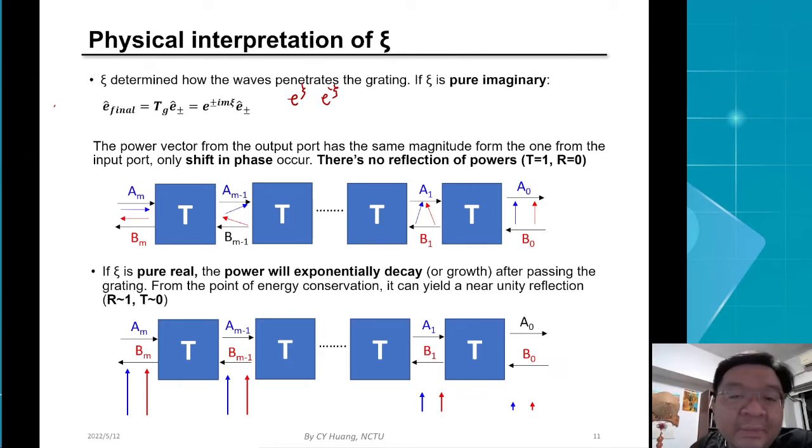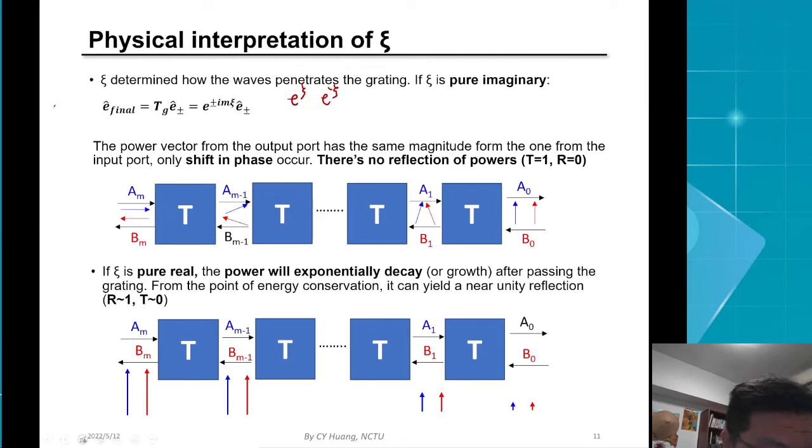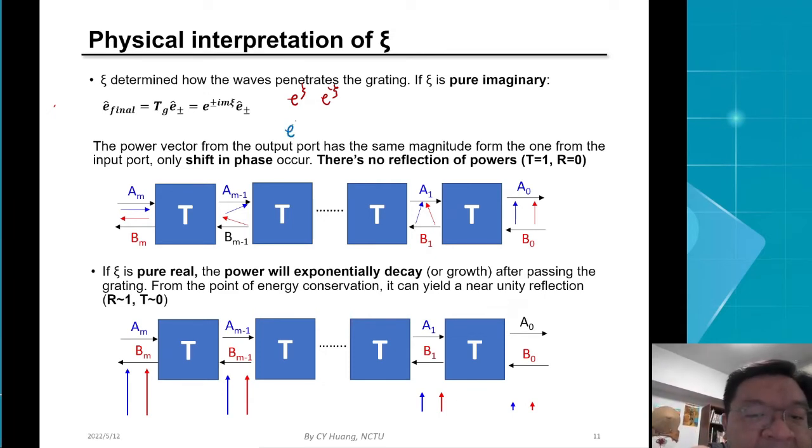since the matrix element has an imaginary value, it could definitely be imaginary. So let's say it is actually a pure imaginary value, so we can write it down as exponential i c and exponential minus i c.